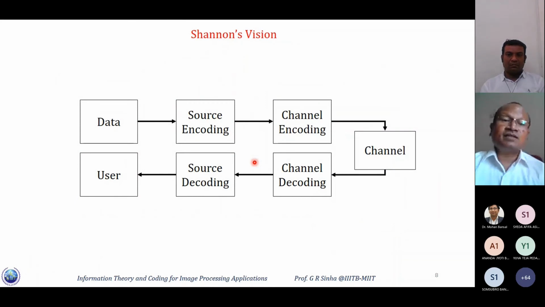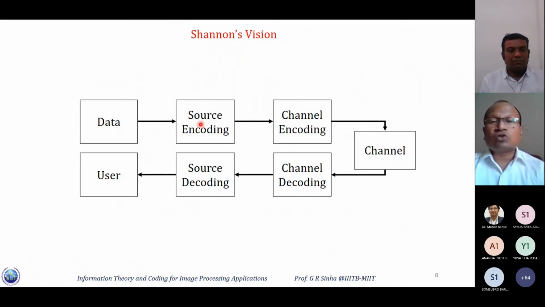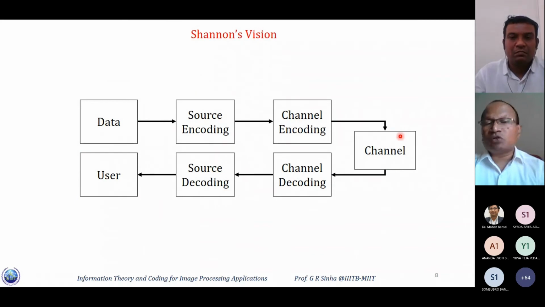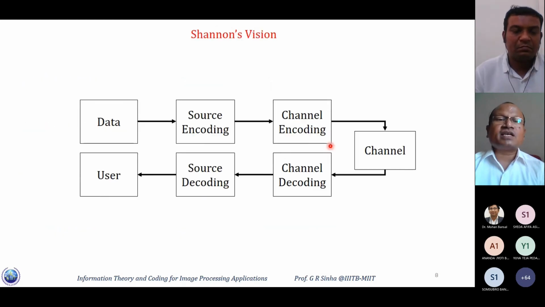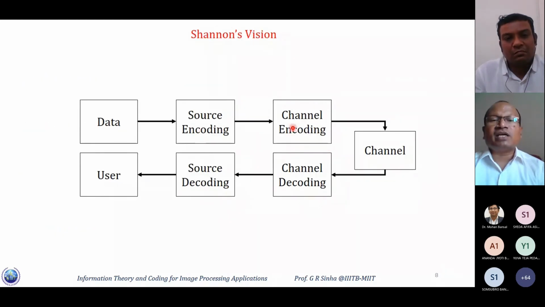So his vision was like this: you choose data, apply source and channel encoding, and then subject it to the channel. And the reverse process can be applied at the receiving end. This is the basic idea. So where is the coding coming into the picture here? If you see the block diagram, zip and CRC. So you can say here, you can go to the previous diagram, source encoding and channel encoding.